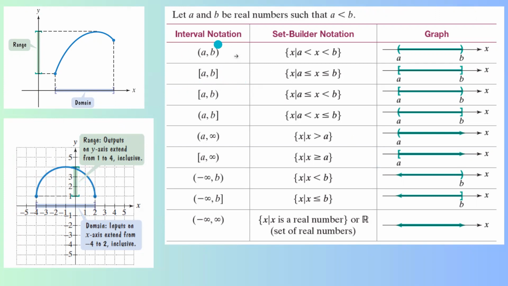The open interval (a, b) with open parentheses means all values between a and b are included, but a and b are not. When you use brackets, it means that the endpoints are also included. If you have a bracket and then an open parenthesis, it means that a is included, but b is not included. And so on.